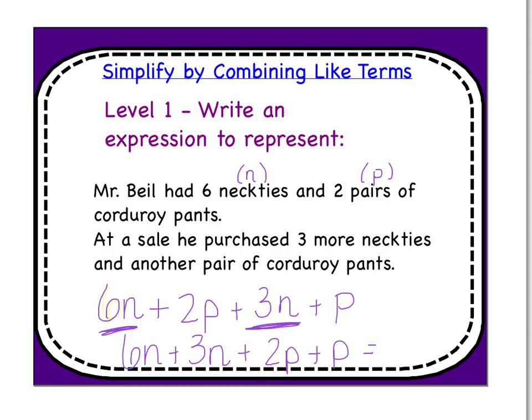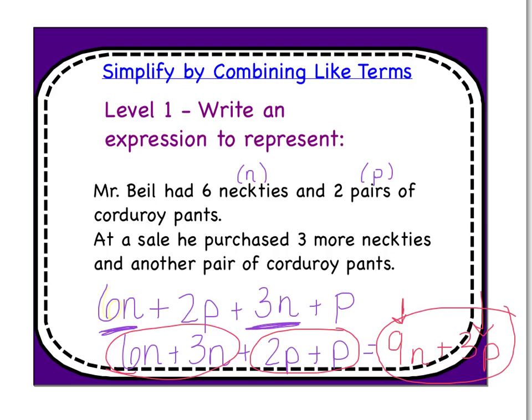Let me change this color here to make it a little easier to see. 6 N's plus 3 N's gives us how many N's? We should end up with 9 N's. Plus, I've got 2 P's plus 1 more P, which is 3 P's. Now, if Mr. Bile had 6 neckties and bought 3 more neckties, he should have 9 neckties, which is represented right here. If he had 2 pairs of pants and he bought another pair of pants, he should have 3 pairs of pants. I can't add neckties to pants, so this is my final answer.